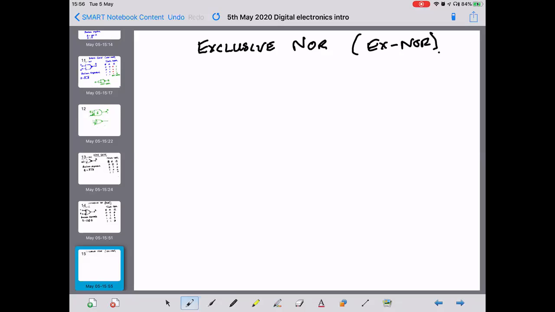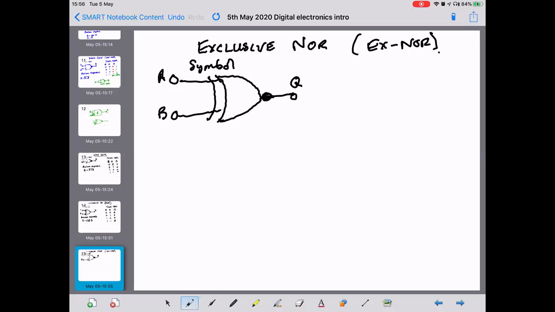Exclusive NOR, XNOR. The symbol is the exclusive OR symbol with the inverting ball on the front. The Boolean expression is that Q is equal to A exclusive OR B, the output inverted, so a bar across the top.